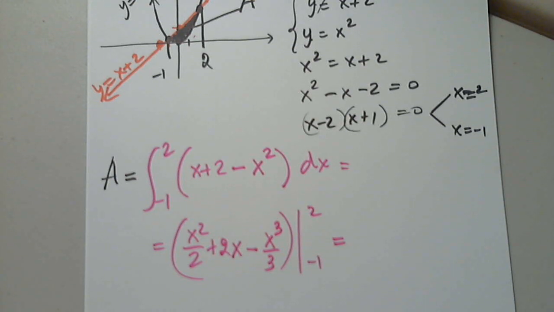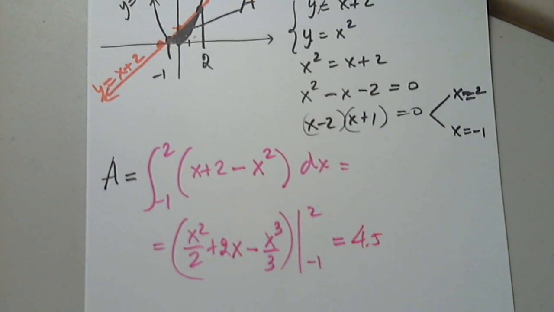So -1 to 2. And then we have x plus 2. The area enclosed cannot be negative, unless it's a function that is under the x-axis. Okay, so we got 4.5. Good.